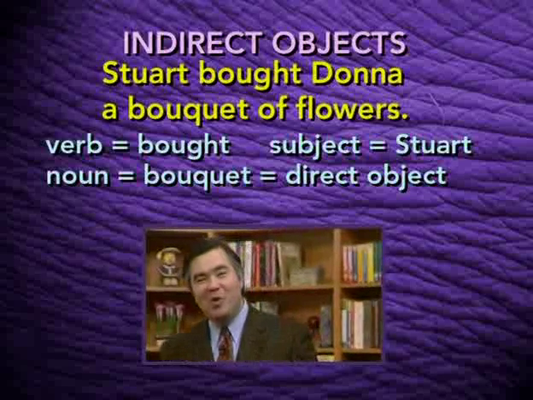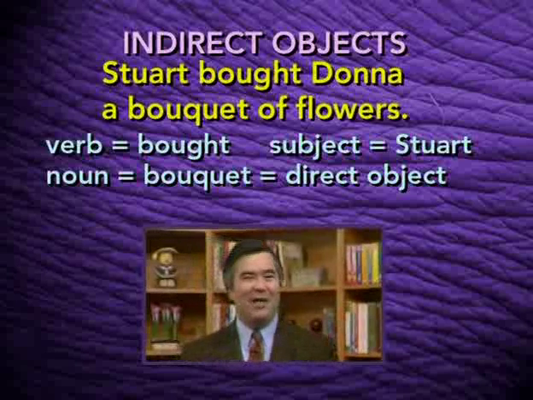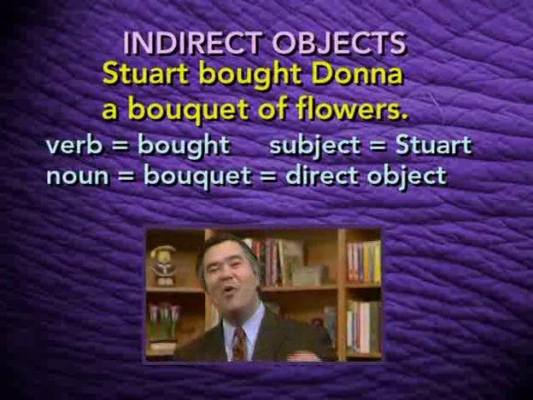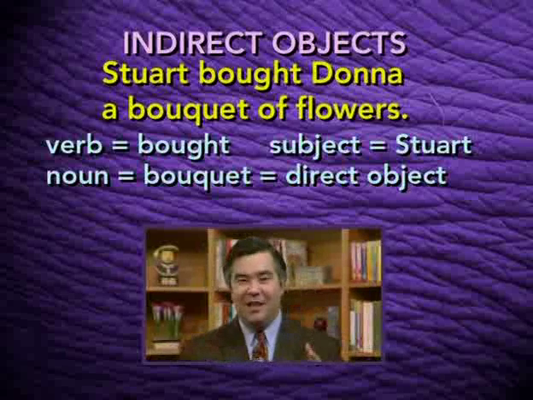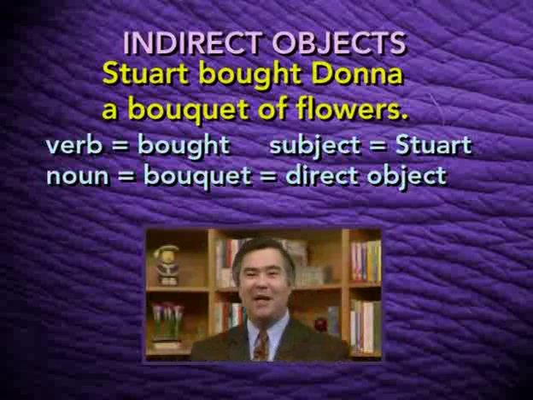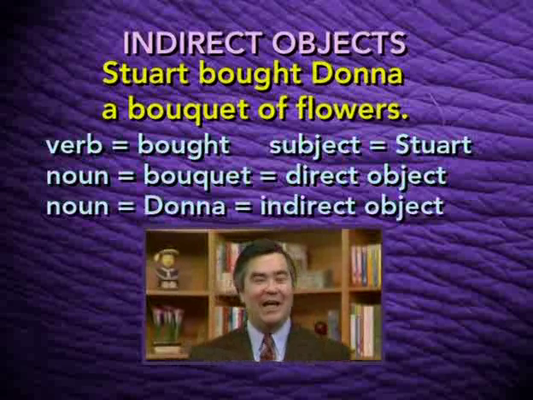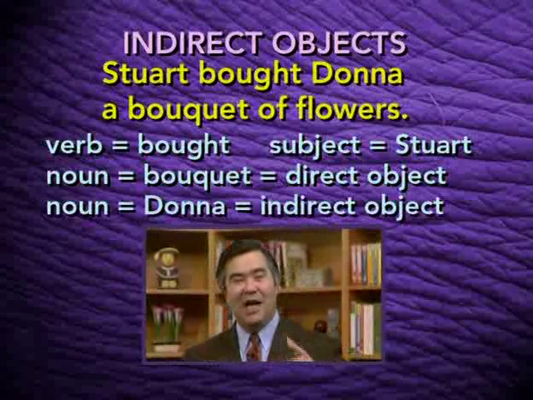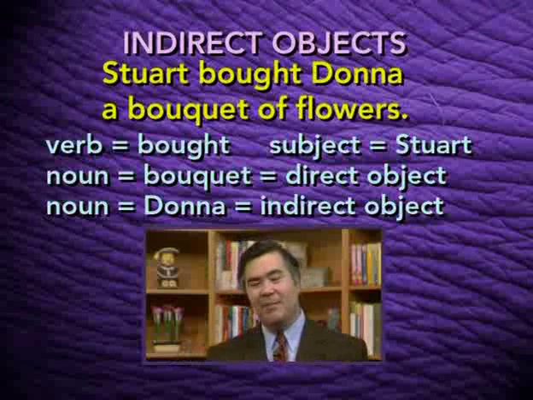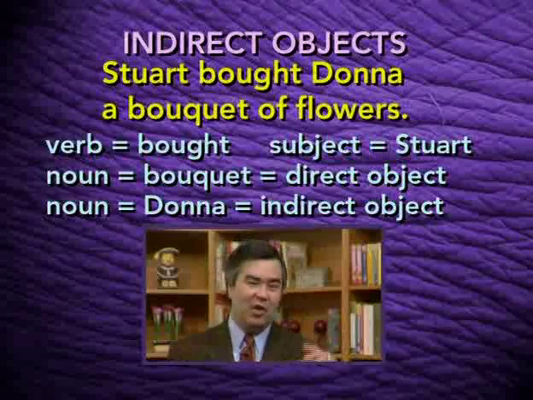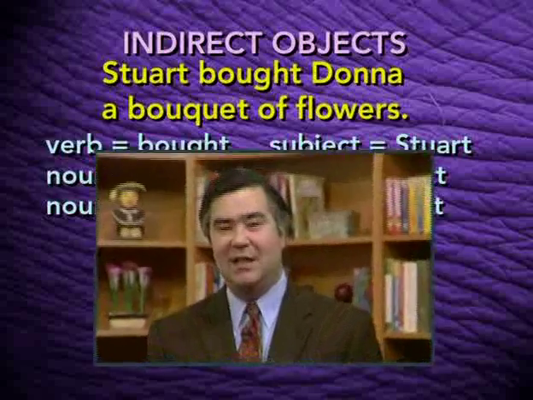Now, for whom or to whom did he buy the bouquet? Well, he bought the bouquet for Donna. And by simply inserting the word Donna there in between the verb and the direct object, we know that Donna is serving as the indirect object. Donna tells us for whom Stuart bought the bouquet. So Donna is the noun which serves as the indirect object in this sentence.